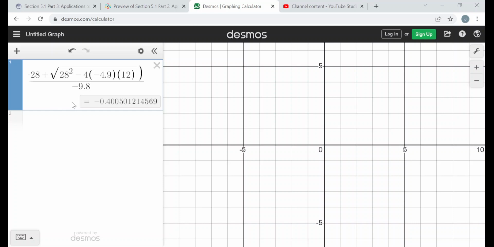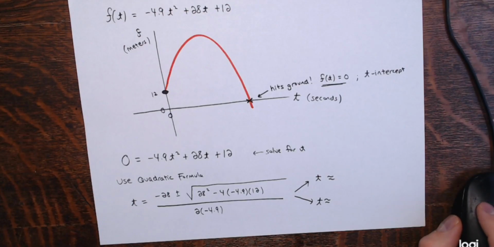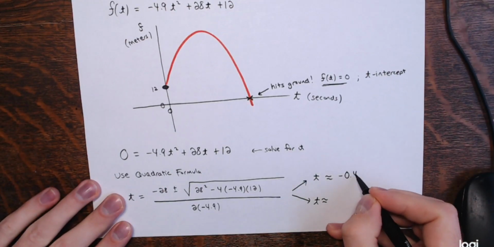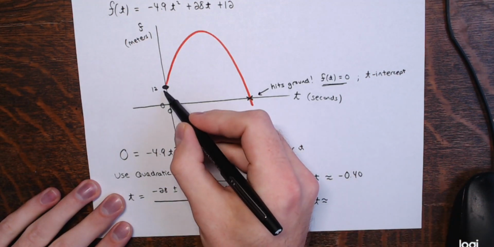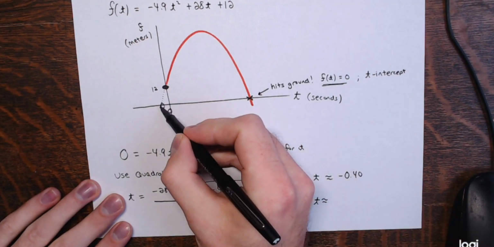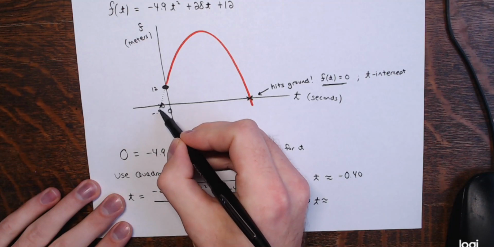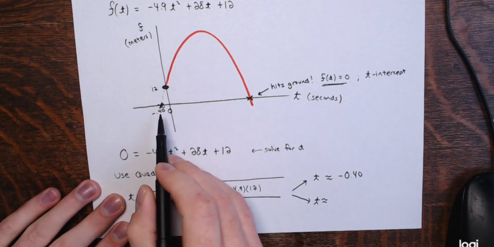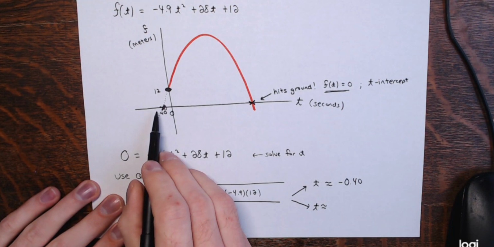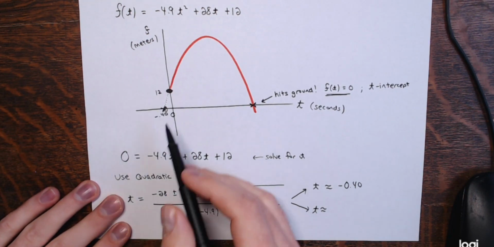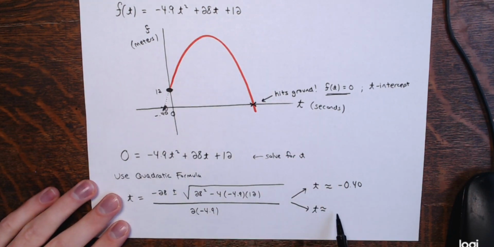Let's make sure. So that one is a negative time, so that's not a good one. If I round that to 2 decimal places, that's negative 0.40. So negative 0.40 would be over here. If the parabola were to continue this way, that would be this value here, where you hit the t-axis. But that doesn't make any sense with the rocket launch, so it's got to be the other one. So let's see what the other one looks like.